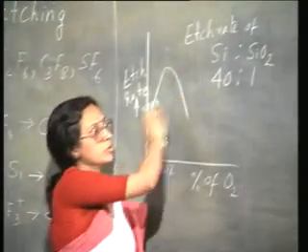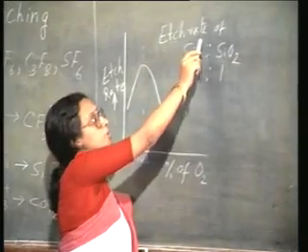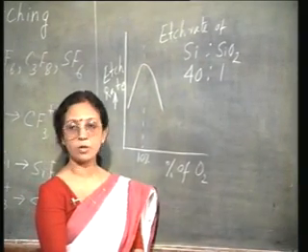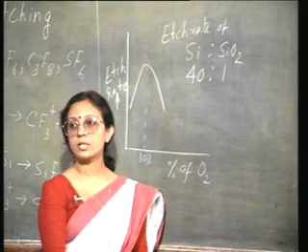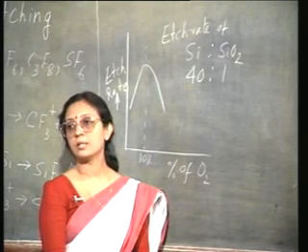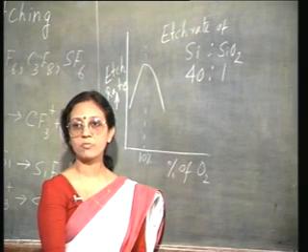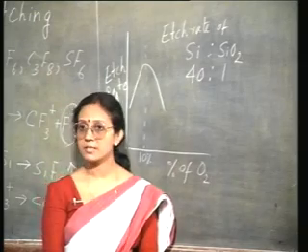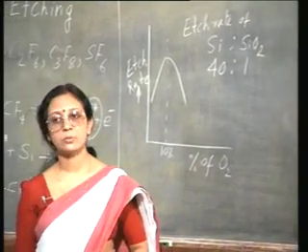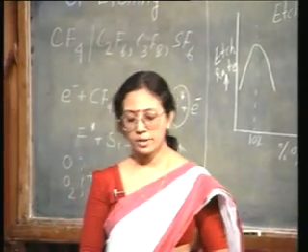If you use CF4 fluorine based etching, then it is possible to realize a relative etch rate of silicon to silicon dioxide of 40:1. That is, the etchant will etch silicon at a rate 40 times faster than the rate at which it will attack silicon dioxide. So, you have very good selectivity of silicon over silicon dioxide. Okay.